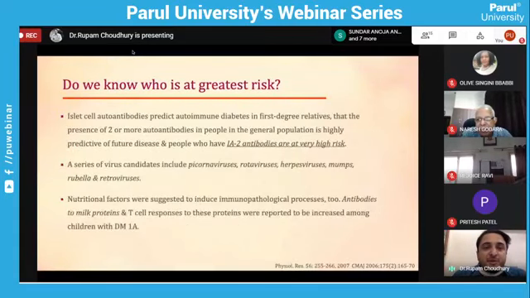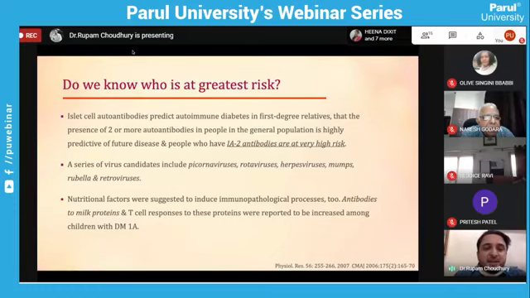Islet cell autoantibodies predict autoimmune diabetes in first degree relatives. The presence of 2 or more autoantibodies in people in the general population is highly predictive of future disease, and people who have IA2 antibodies are at very high risk.